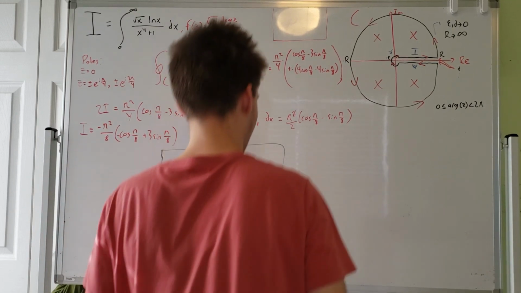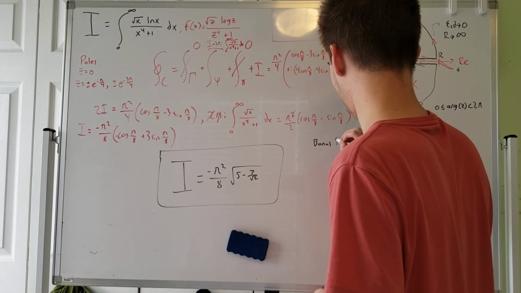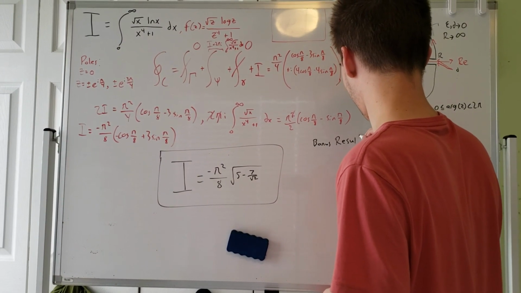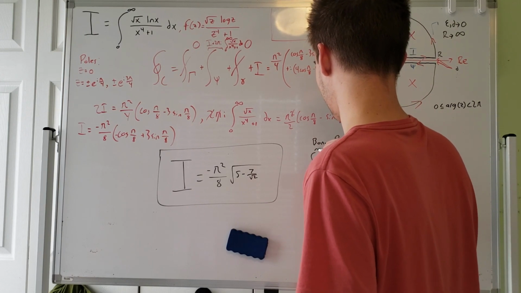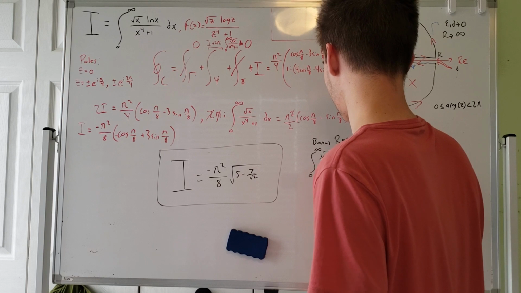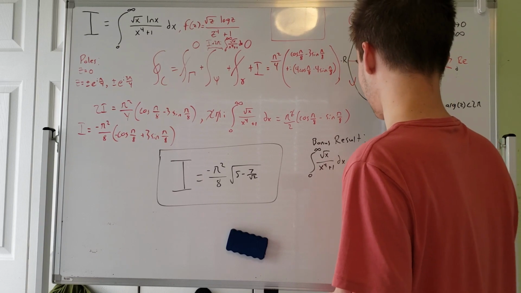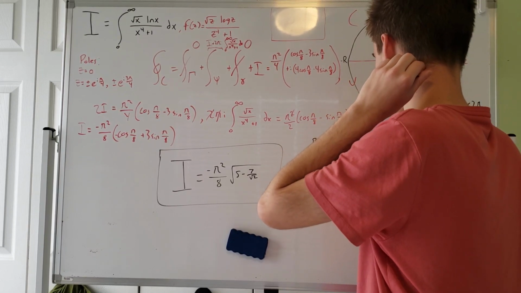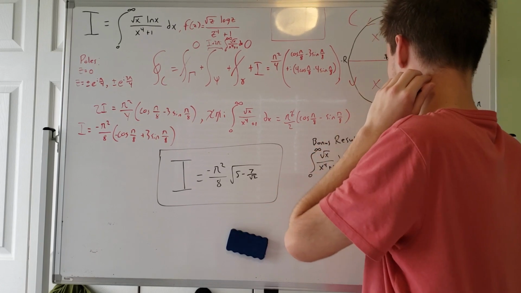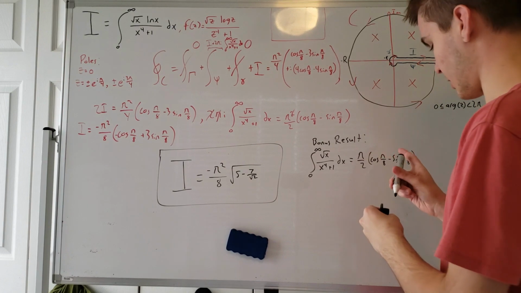And just a little bonus, we get that the integral from 0 to infinity of root x over x to the 4th plus 1 dx equals pi by 2 times cosine pi over 8 minus sine pi over 8. I'm not going to reduce that because there's not much I can do.